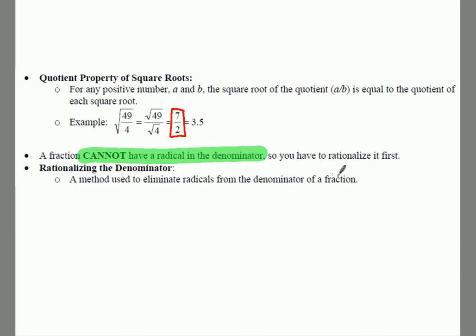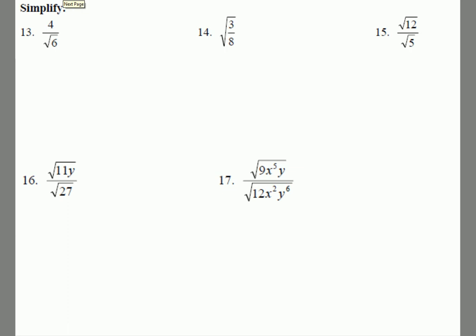So what you're going to be doing is rationalizing it. When we rationalize a denominator, that is just a method we call for eliminating radicals from the denominator. The way you're going to do that is you can multiply top and bottom by whatever's in your denominator. So for example, here on number 13, we have a 4 over the square root of 6. Well, you have a square root of 6 in the denominator, which means you cannot leave it there. And what we're going to do is multiply top and bottom by square root of 6. When you do that, you end up getting a 4 radical 6 on top.